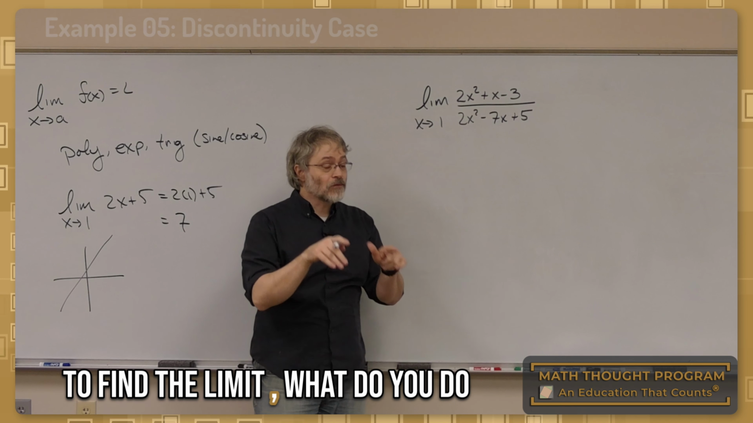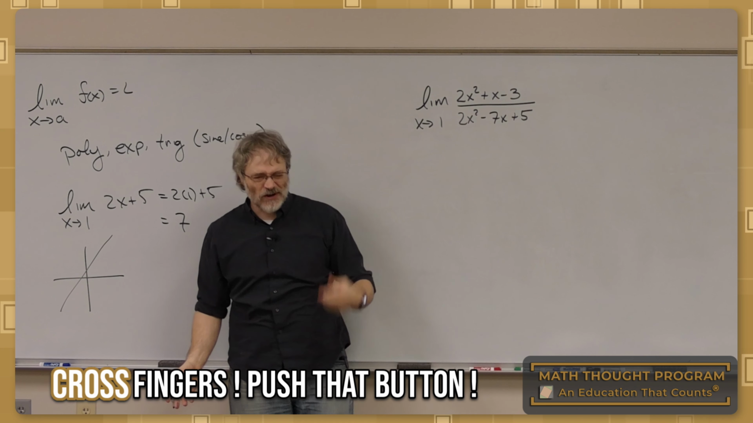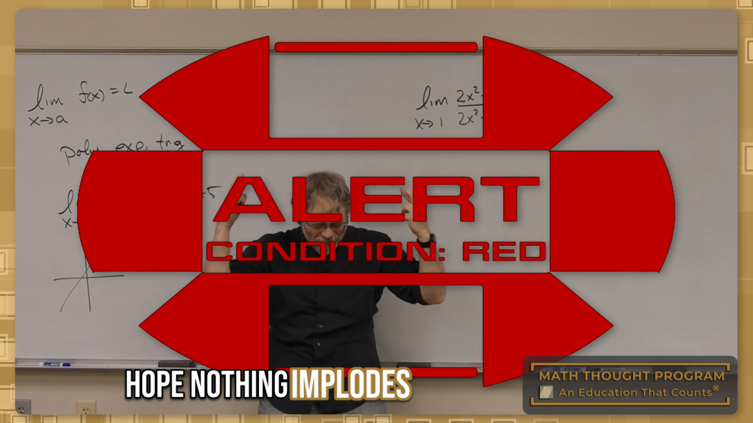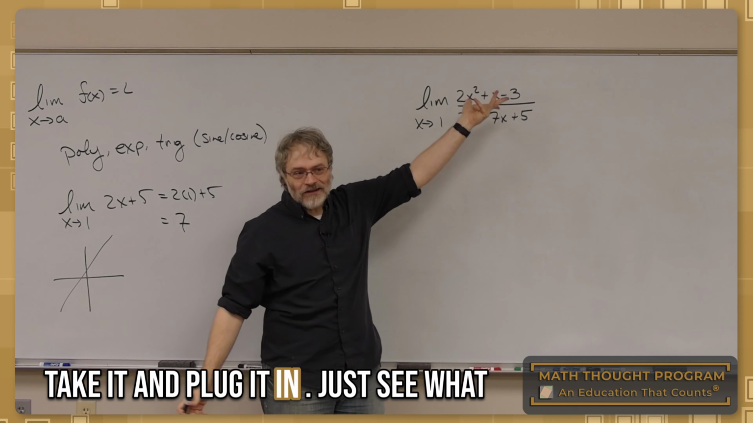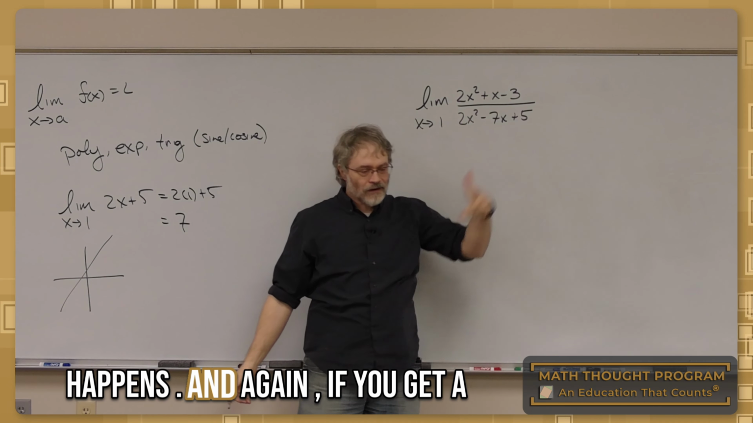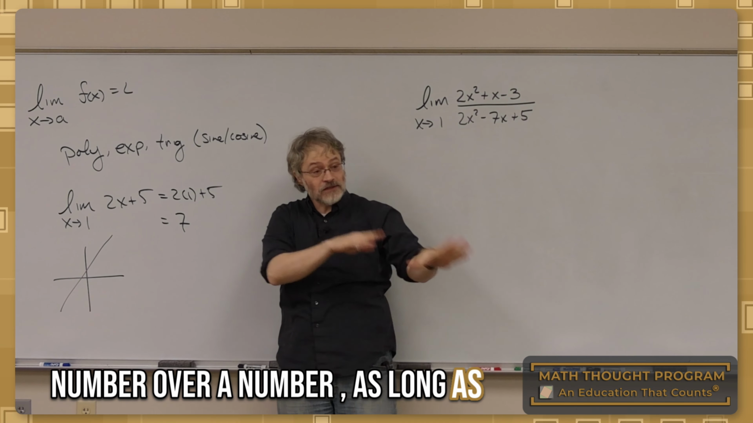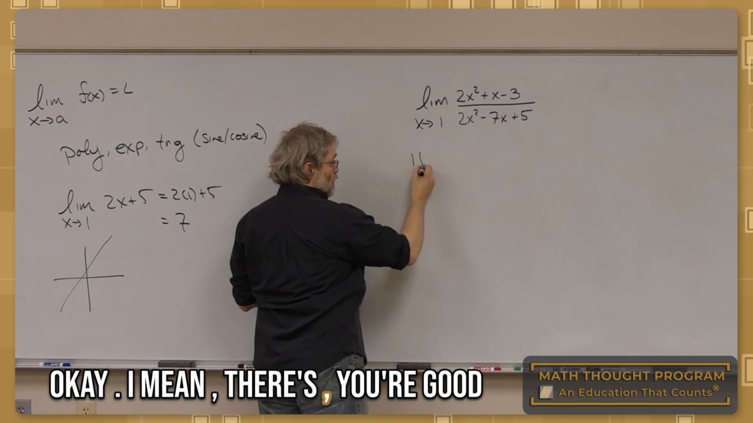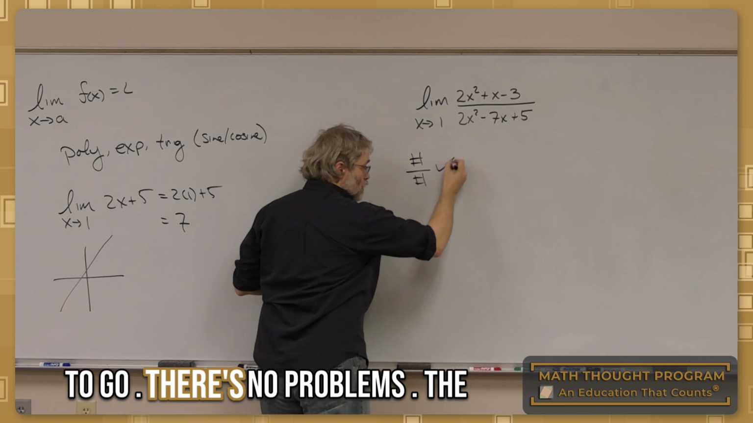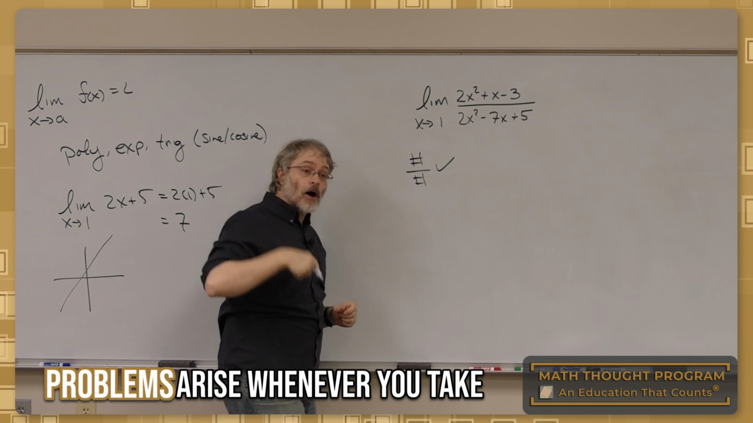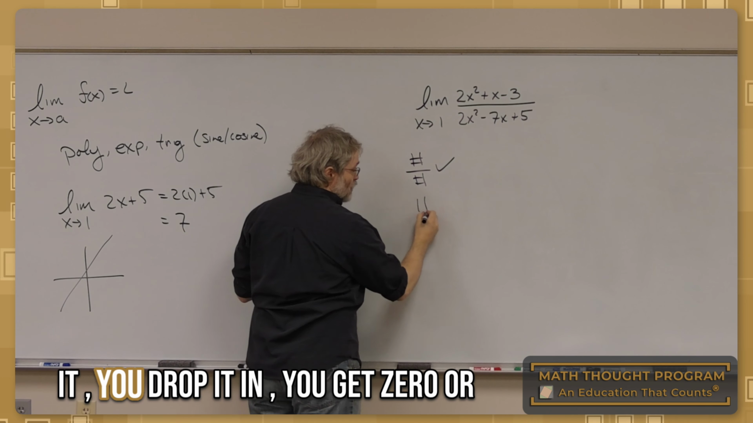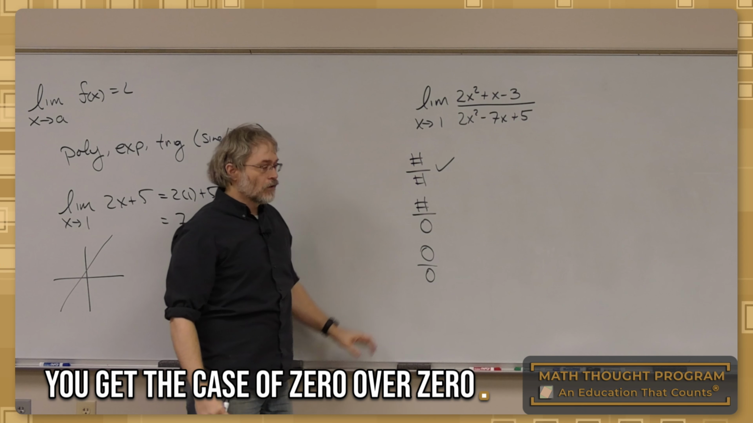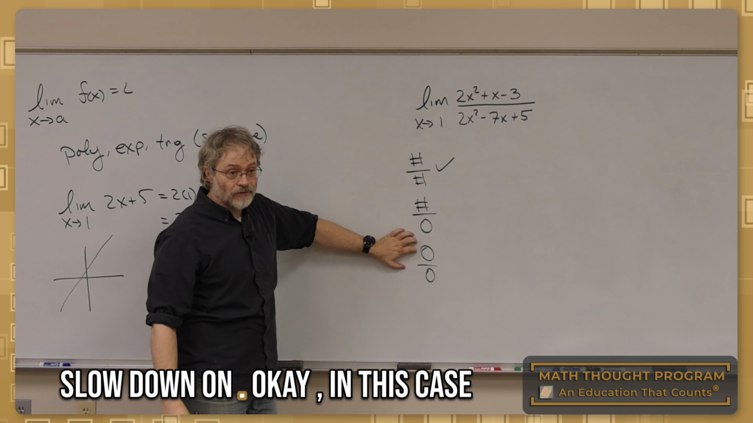To find the limit, what do you do? Cross your fingers, push the button, hope nothing implodes. Take it and plug it in, just see what happens. And again, if you get a number over a number, as long as the number's not 0, you're okay, you're good to go. There's no problems. The problems arise whenever you drop it in and you get a number over 0, or you get the case of 0 over 0. Those are the 2 cases you've got to slow down on.